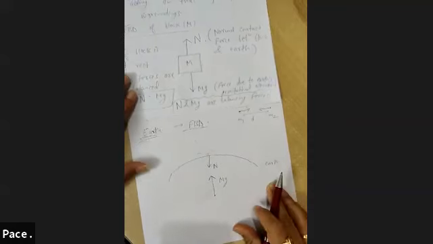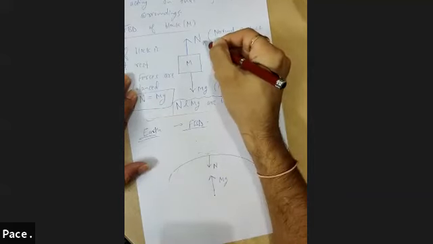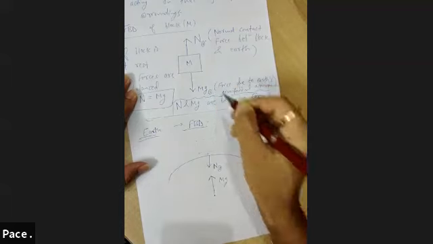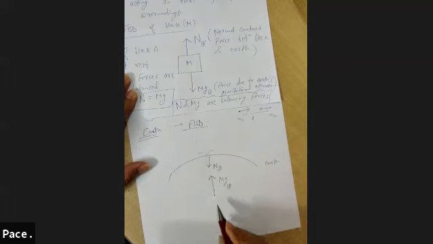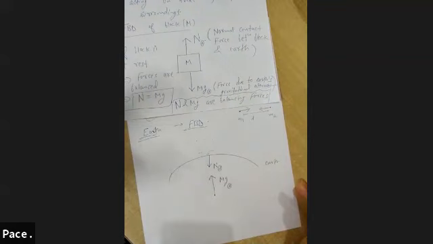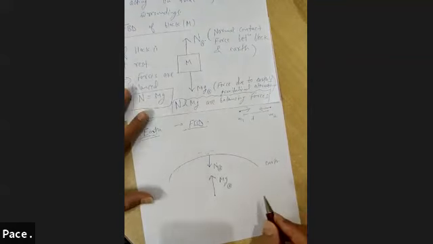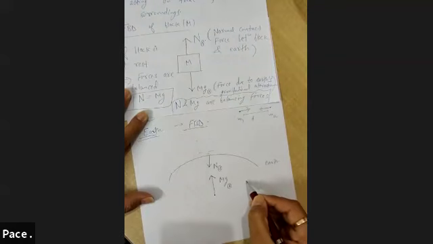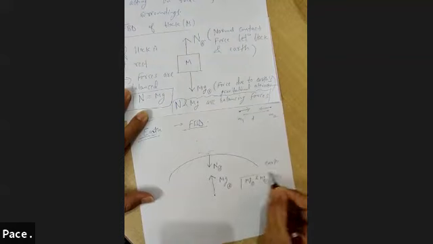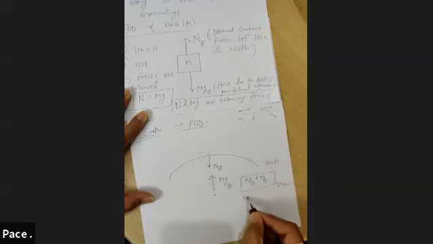Okay, I'm naming this normal as 1 and this normal as 2. I'm naming this mg as 1, which is acting on the block, and I'm naming this mg as 2, which is acting at the center of the Earth. Okay, so now action reaction pair does exist in this example. Which all forces are making action reaction pair? Basically mg1 and mg2. This is the first pair. And this normal 1 and normal 2, this one is another pair, second pair.